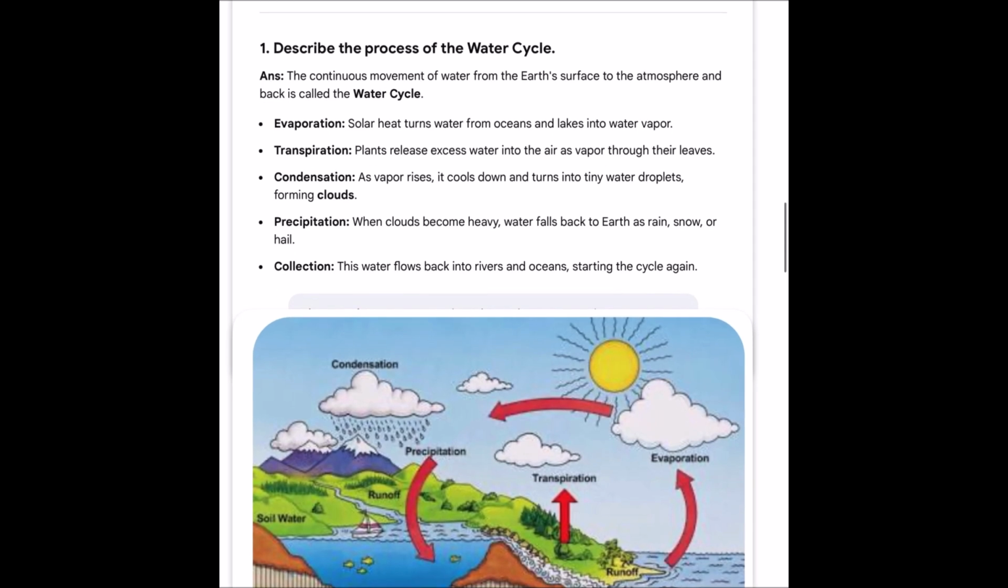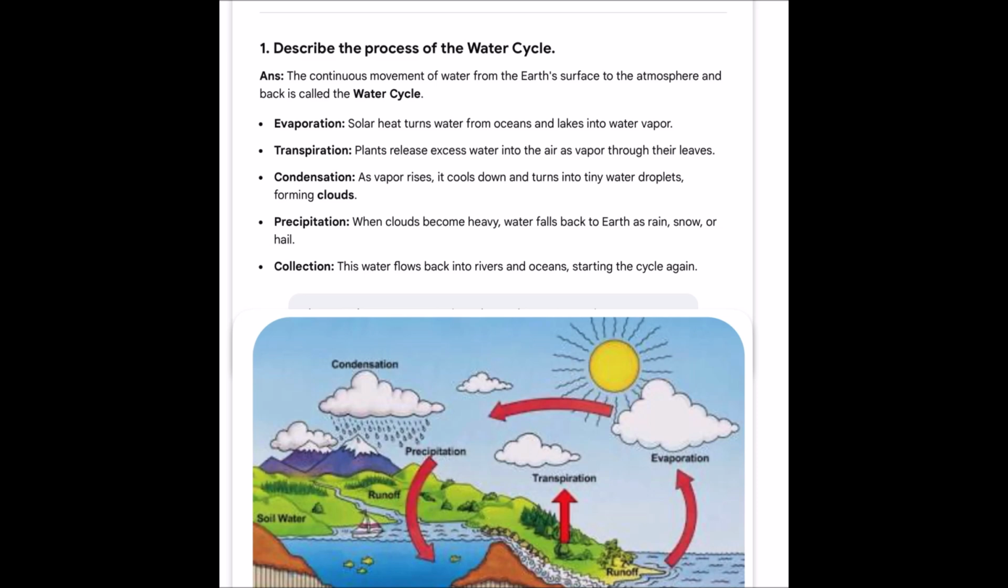So the first process in the cycle is evaporation. Solar heat turns water from oceans and lakes into water vapor. And this is called evaporation. The second one is transpiration, which is the evaporation of liquid or water from plants. So plants release excess water into the air as vapor through their leaves. This is called transpiration. This also contributes to water cycle.